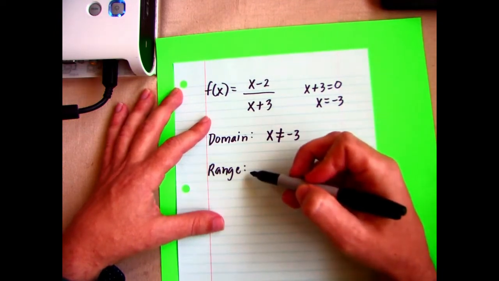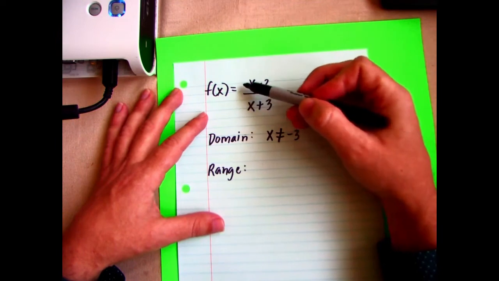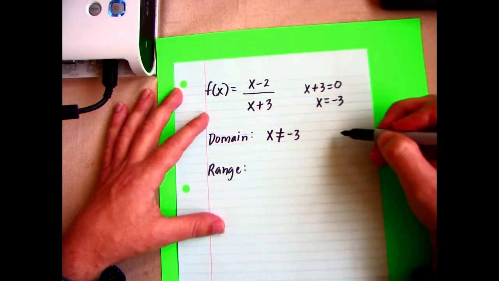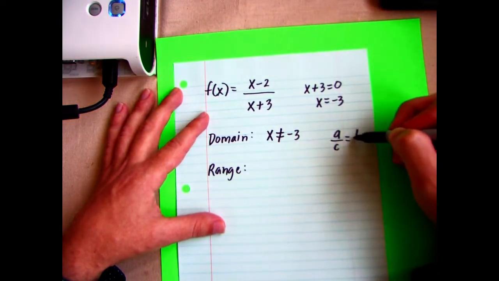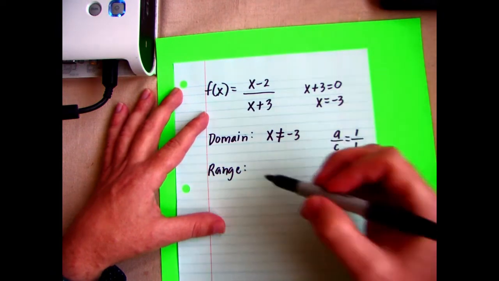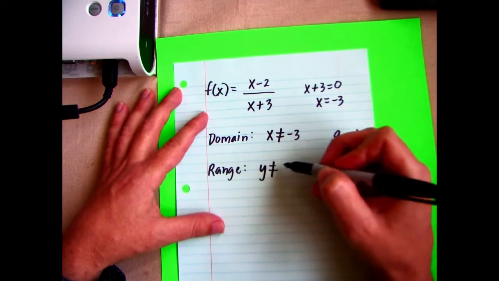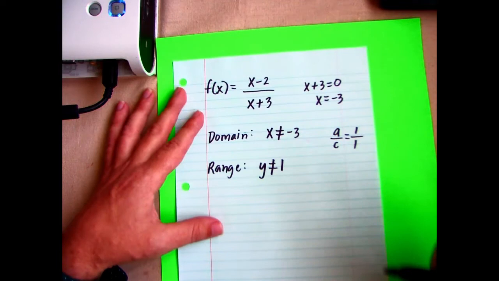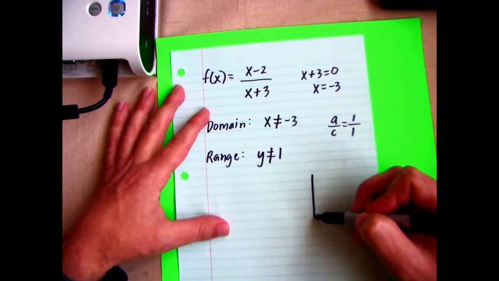For the range, we're looking for the coefficients of the numerator and denominator. What is the number in front of x? In the numerator, the number in front of x is 1. In the denominator, the number in front of x is also 1. So a over c is 1 over 1, 1. So the range is y cannot be 1.